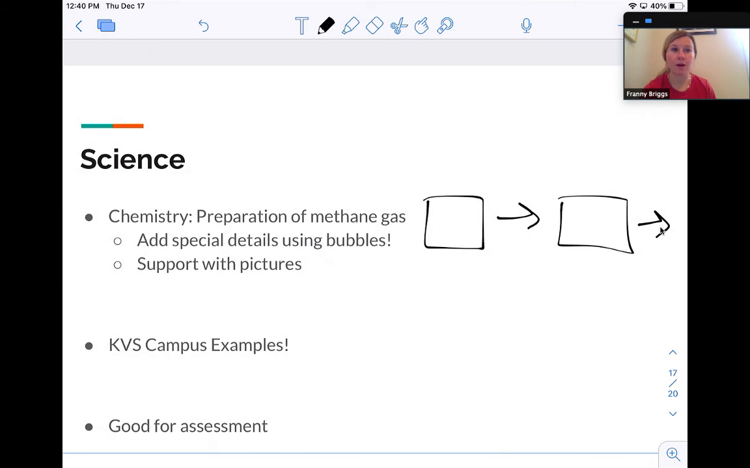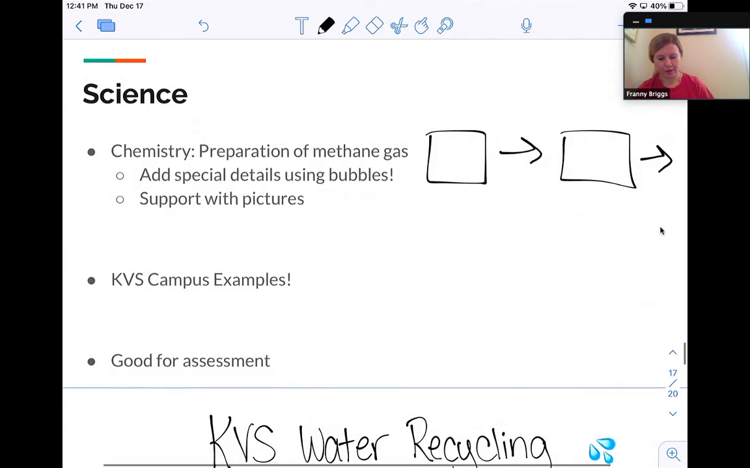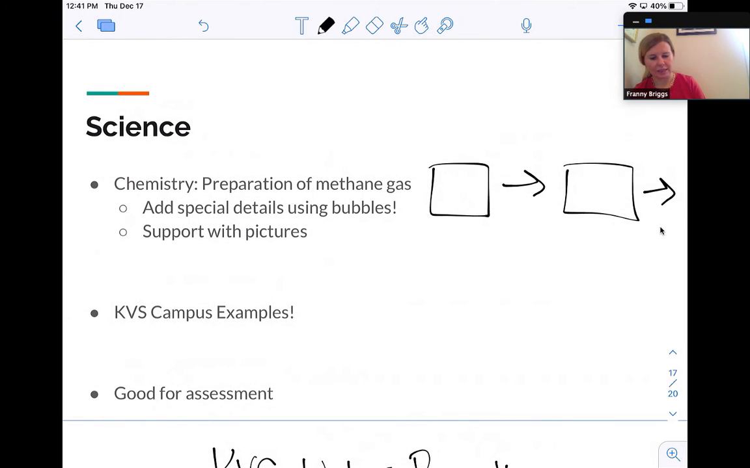Our science fair project, my group made soap. If I wanted to make an academic connection, if I wanted to really enforce the process of making soap, a sequencing frame would have been a really good way to do that. They could draw a sequencing frame of how they created their soap. I mentioned here that it's really good for assessment. Like I said, on a test, you could say, draw a sequencing frame that shows the preparation of methane gas or some other chemical.